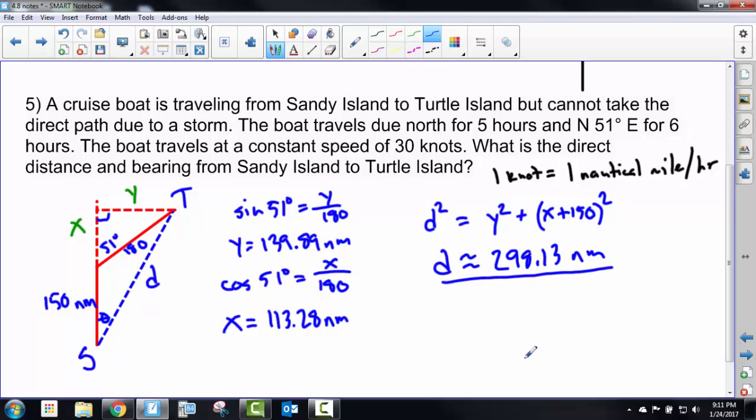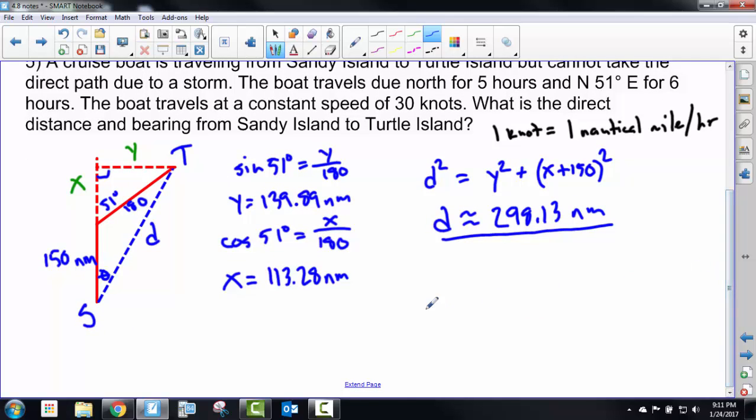That's the distance. And then it also says we need to find the bearing. Well, again, if I'm going to find the bearing, I need this angle right here. And look at this, I know y, I know this side. So basically, I'm just going to use a tangent function. I'm going to say tangent of theta is equal to y over x plus 150. Again, we know y, we know x. Those numbers are still in our calculator from back over here.